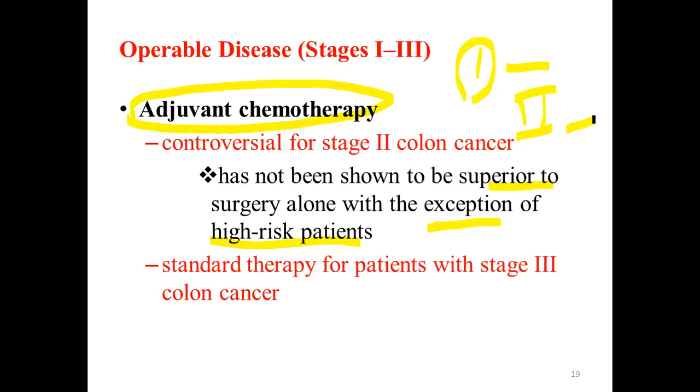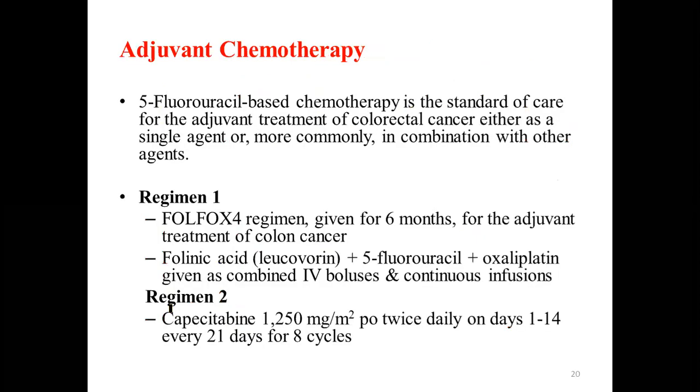But for stage 3 and onwards, that is when you are going to consider adjuvant chemotherapy. So if a patient has that problem, adjuvant chemotherapy is part of the treatment modalities that could be considered. Then, according to our guideline, what are the adjuvant chemotherapies that are most commonly given when a patient has colorectal cancer?